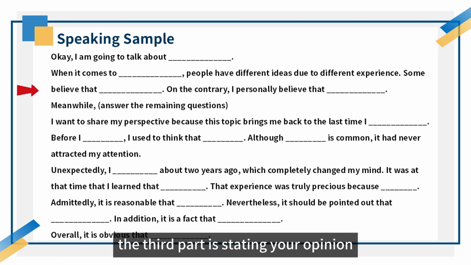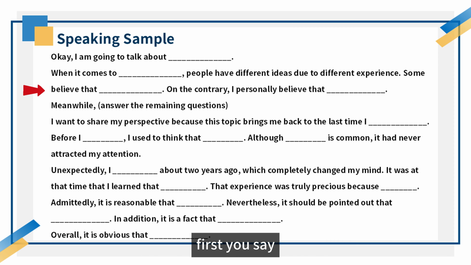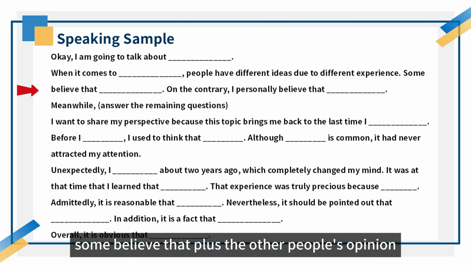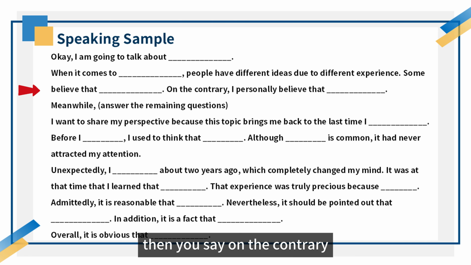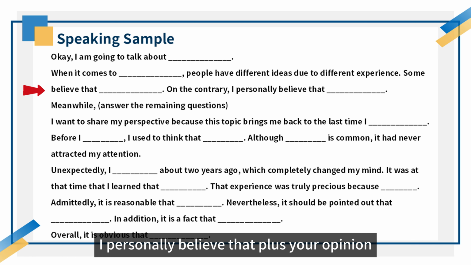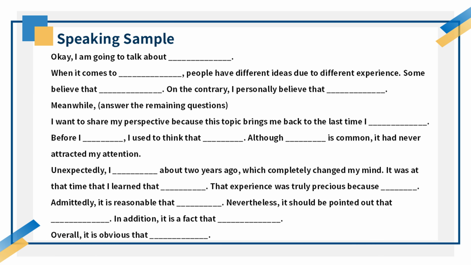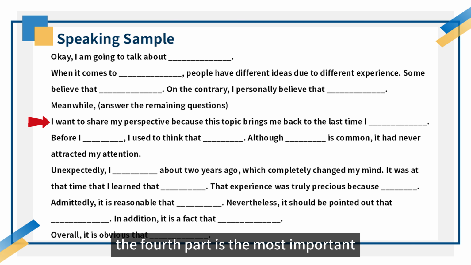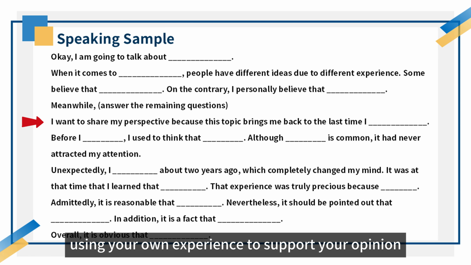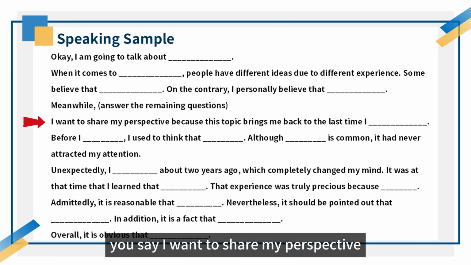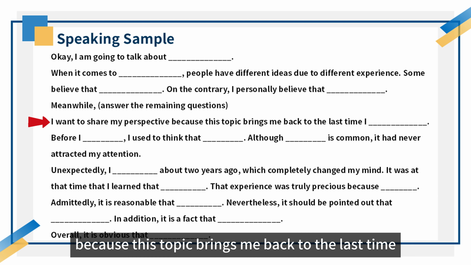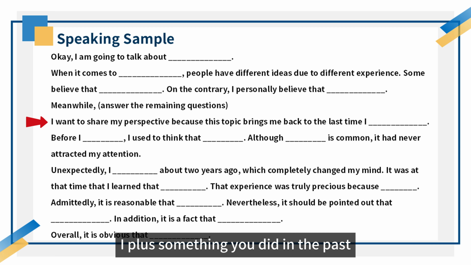The third part is stating your opinion. First you say, some believe that, plus the other people's opinion. Then you say, on the contrary, I personally believe that, plus your opinion. The fourth part is the most important, using your own experience to support your opinion. You say, I want to share my perspective because this topic brings me back to the last time I plus something you did in the past.